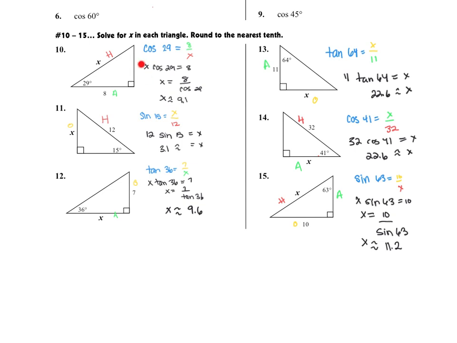And we're looking for x, so we want to isolate it. So we are going to divide both sides. And this is then what's going to go into our calculator. And we're going to round this to the nearest tenth to get approximately 9.1.